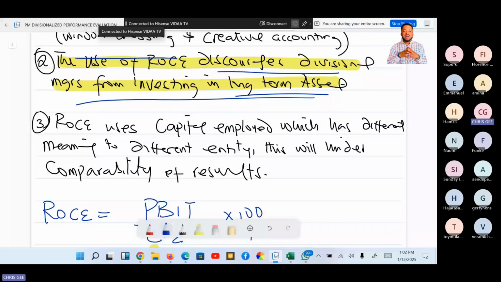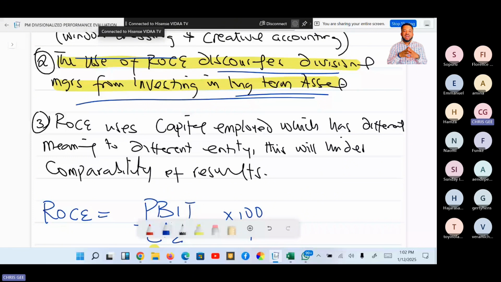So at the end of the day, there's always a conflict of interest between the owners of the firm and the manager. And the last one, we say ROCE uses the concept of capital employed, which means different things to different people. We just said that capital employed is total assets minus what?